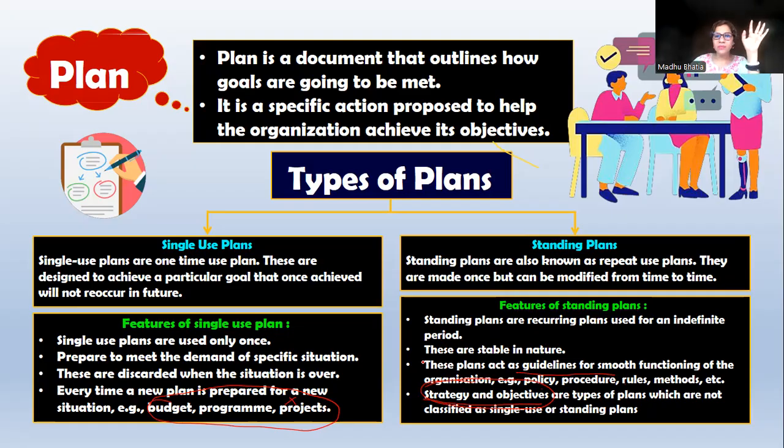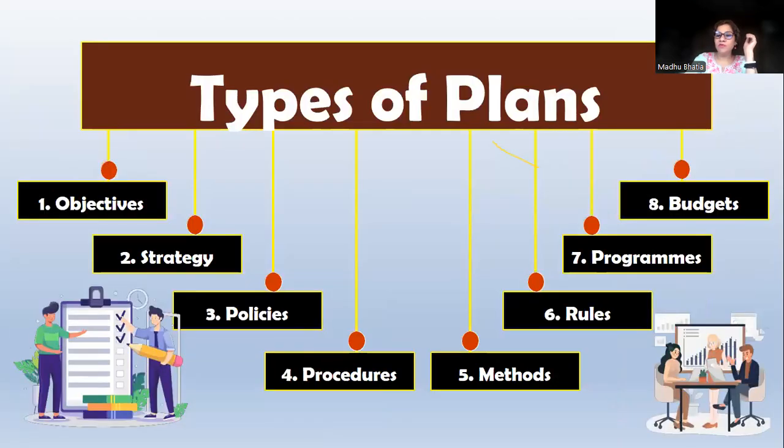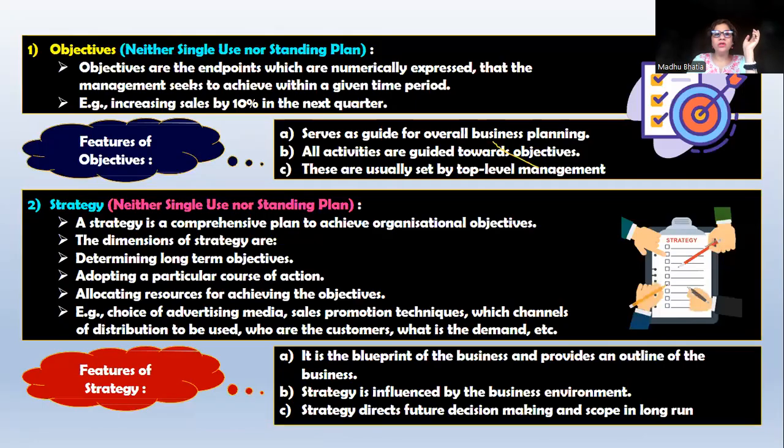All in all, we have 8 plans, out of which budget and program come under single-use plans. Policy, procedure, rules, and methods, 4 of them come in standing plans, and strategy and objective are neither single-use nor standing plans. Types of plans, I have already told you. Let's go through them quickly.